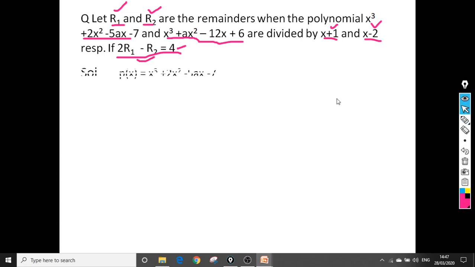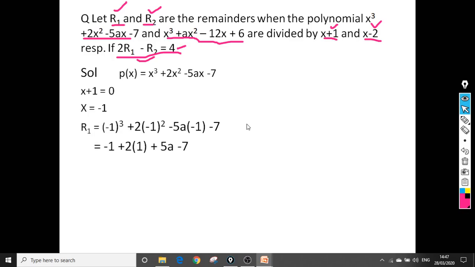We consider the first polynomial as p of x, and for the first case x plus 1 is the divisor. We set x plus 1 equal to 0, x comes to be minus 1, and the remainder r1 would be minus 1 cube plus 2 times minus 1 squared minus 5a into minus 1 minus 7. By solving this further, we get minus 1 plus 2 plus 5a minus 7, and the first remainder is 5a minus 6. We will consider this as equation number 1.